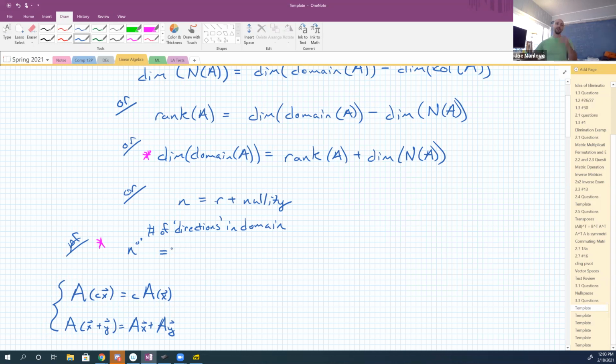So what I'm going to do is I'm going to think, all right, so the number of directions in my domain A are R. This is the number, oops, I guess I'm using inconsistent notation here. R, which would be the number of directions not going to 0, plus the nullity. And the nullity is the number of directions that go where?